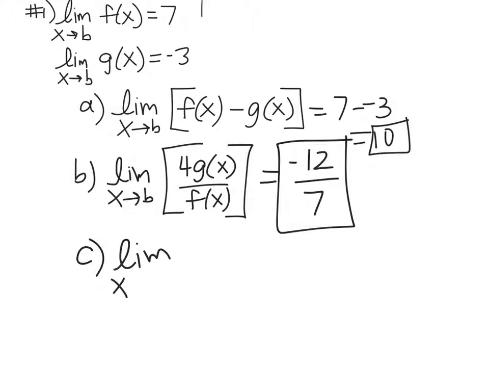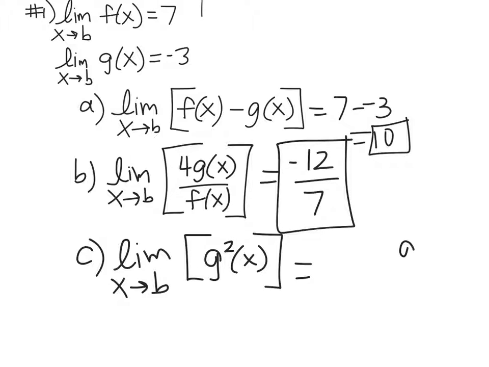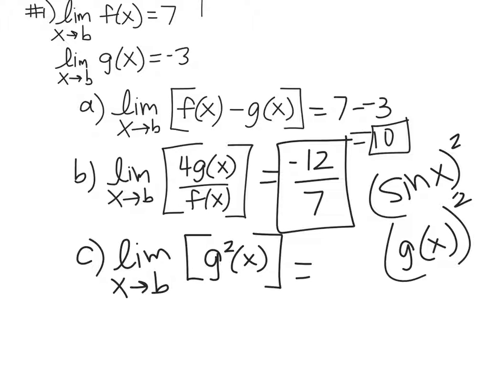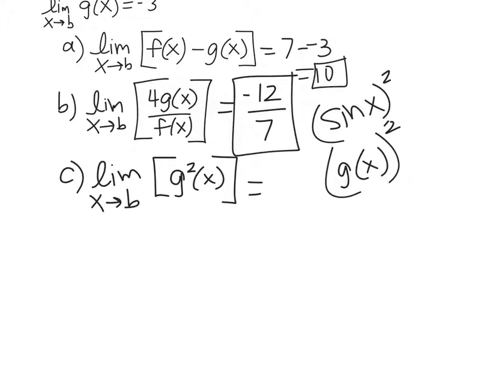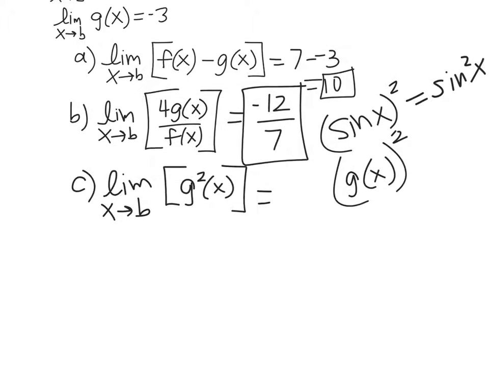The limit as x goes to b for g squared of x. Now, they write that a little weird, okay? All this means is g of x, the whole thing squared. Remember when we did trig and you had sine of x squared, but they wrote it as sine squared x? What's sine squared x plus cosine squared x? 1. Thank you. Okay, so here we go.